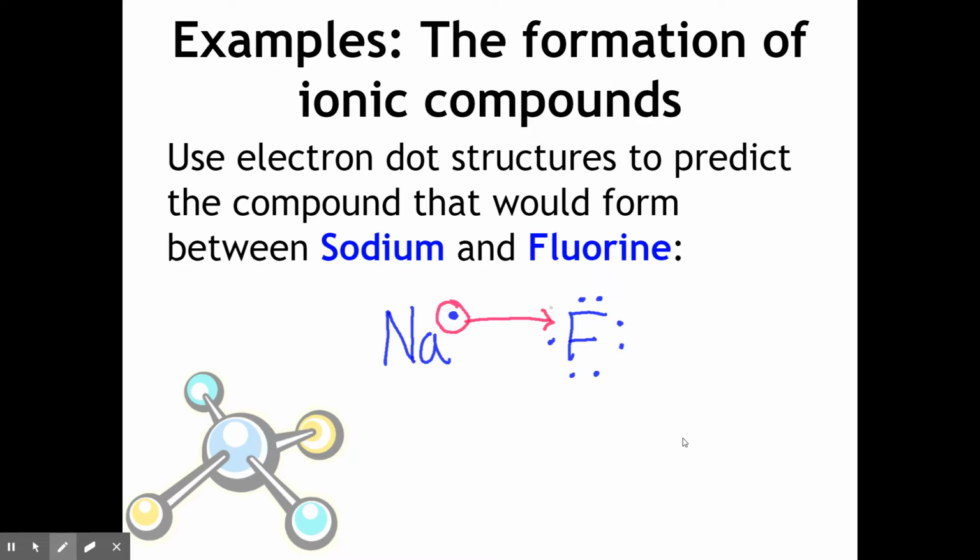So in order to write the formula, we write the cation first and then the anion. So we have sodium and then fluorine. And we need one of each of those.